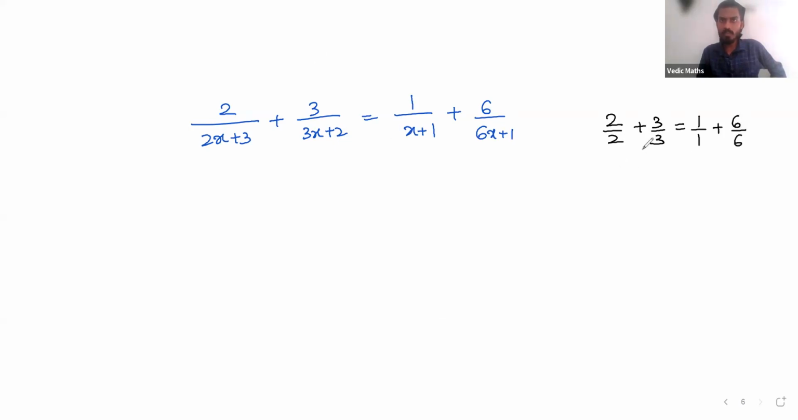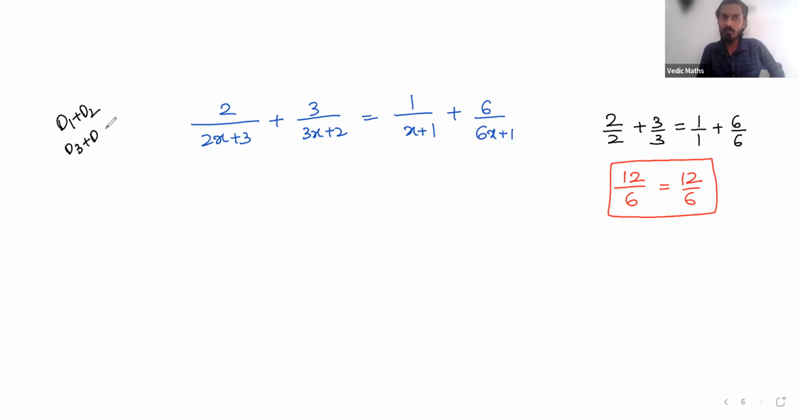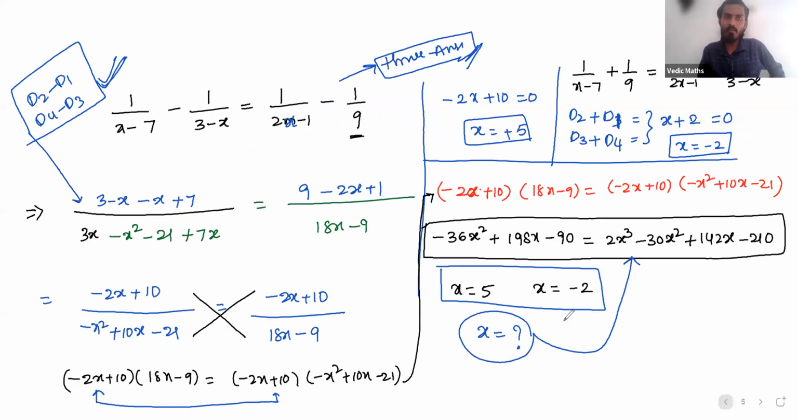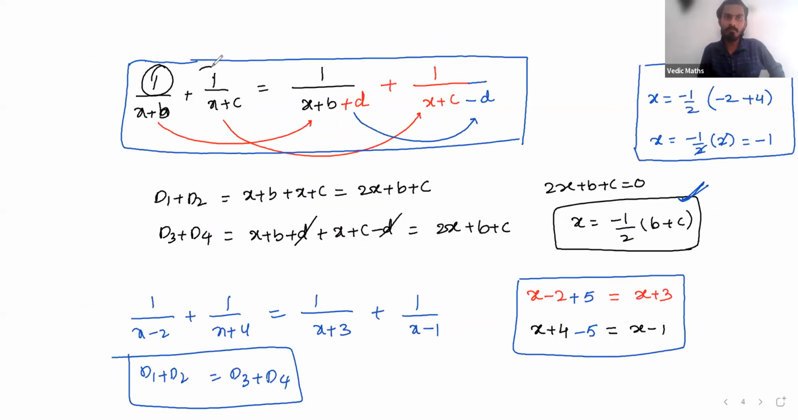So you can take the LCM here. If you take the LCM, 6 plus 6, that is 12 upon 6. So both are the same. Am I right? Both are the same. That means we can apply here D1 plus D2 and D3 plus D4. But it will be applicable only when the numerators are the same.